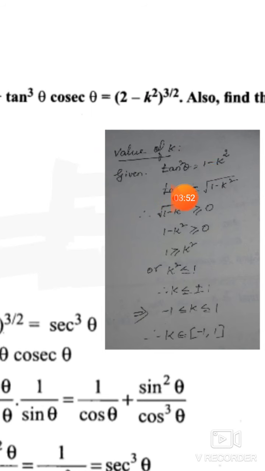Already in the question it is given that tan square theta is equal to 1 minus k square. So we can write tan theta as root of 1 minus k square. You know very well, a square root value is always positive. It cannot be negative; if it were, it would be an imaginary number, not a real number. So root of 1 minus k square is greater than or equal to 0. It means that 1 minus k square is greater than or equal to 0. Bring minus k square to the right side. You have 1 greater than or equal to k square, or we can write it as k square is less than or equal to 1.